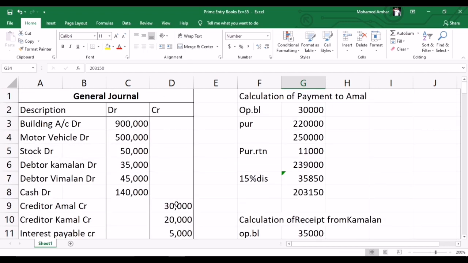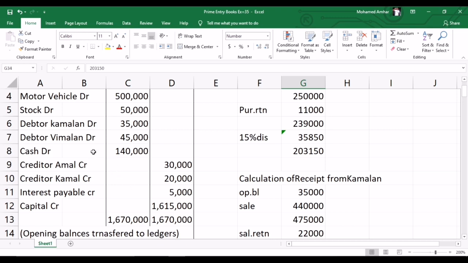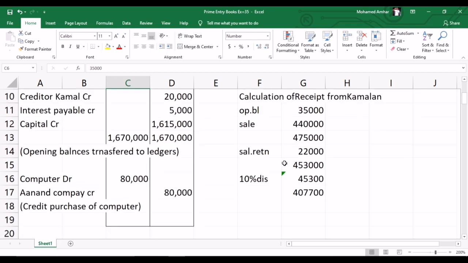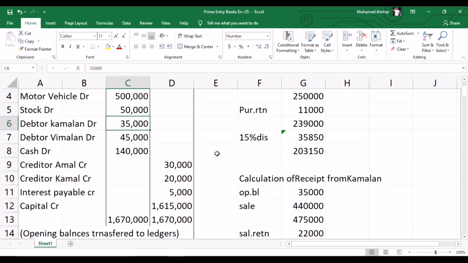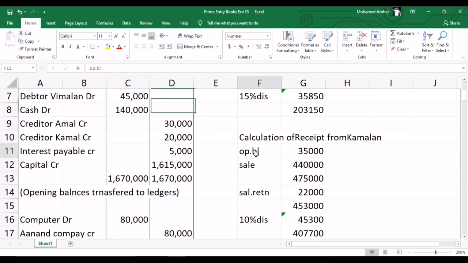First you see if there is any balance receivable from the debtor Kamalan at the beginning of the year. Yes, 35,000 is there. So put a heading calculation of receipt from Kamalan. Right. How much opening balance receivable from Kamalan is 35,000. This is opening balance receivable.